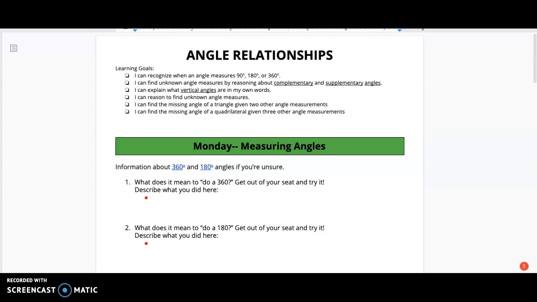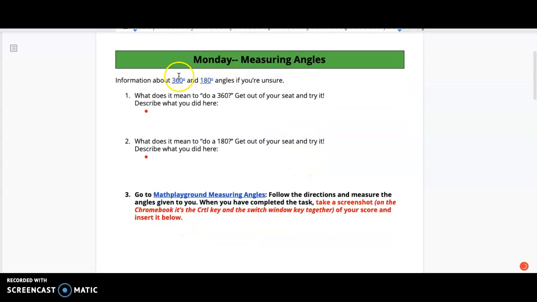So this week is all about angles. We're moving on from probability and statistics, and we are going to be doing angles. We're going to start on Monday. You're going to be measuring angles, and I'm sure most of you know a 360 and a 180, but there is some information there. I want you to describe to me what 360 degrees means, and the same for 180 degrees.